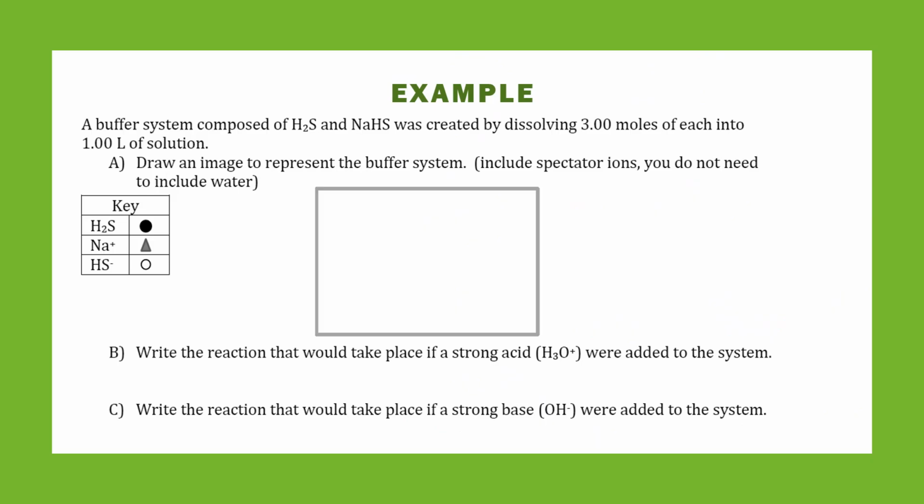So here's an example. A buffer system composed of H2S and NaHS was created by dissolving 3 moles of each into 1 liter of solution, and draw an image to represent the buffer system. So I have 3 moles. I'm going to draw the H2S first, 3 moles of that, and I have the NaHS, it's a group 1 metal, soluble. So I'm going to wind up with 3 of the sodium ions and 3 of the HS negative ions. Okay, so those ones are separate from each other.